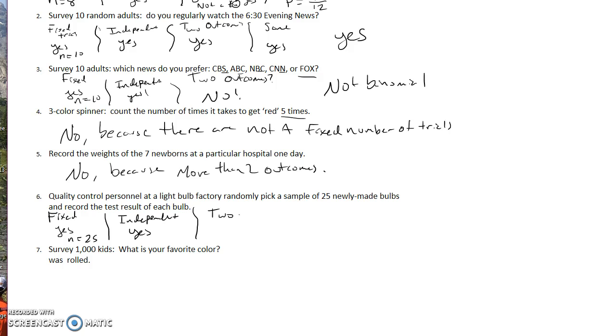2 outcomes? Yes. It either works or it doesn't. And then finally, same probability each time. Again, we said we were going to treat this like an independent event, and there is a certain percentage of them that are working or not working, so I think we're going to go with yes here as well.